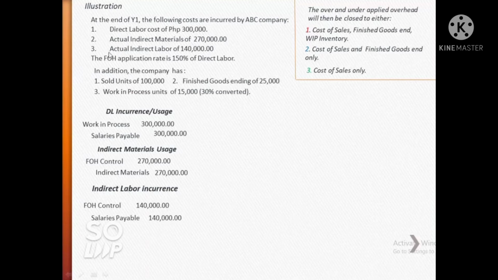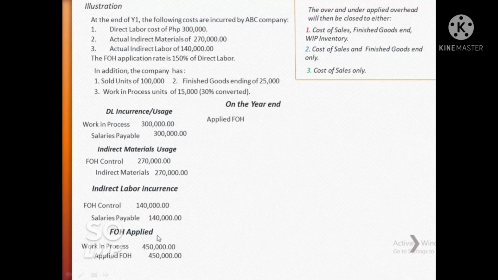So let's record the applied factory overhead. Debit work in process, again that's 450,000 coming from 300,000 times 150%, and then credit the account applied factory overhead. Now on the year end, we need to reconcile. So we need to close the applied factory overhead by debiting it because the normal balance is credit. So you have 450,000, and then you need to credit also the factory overhead control in order to close it.